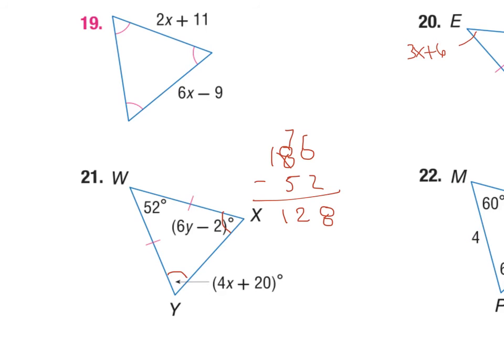Now we're going to divide this by 2. 2 goes into 12 6 times, and into 8 4 times. So this angle right here is 64, and this is 64.